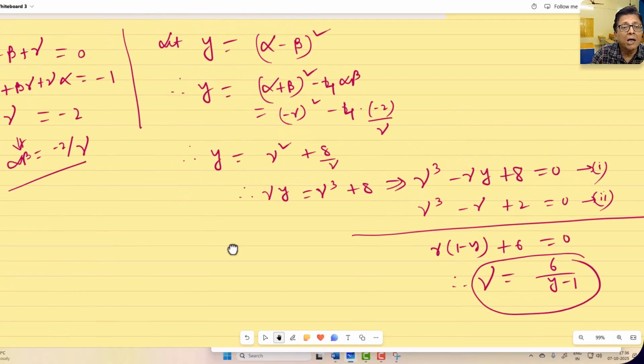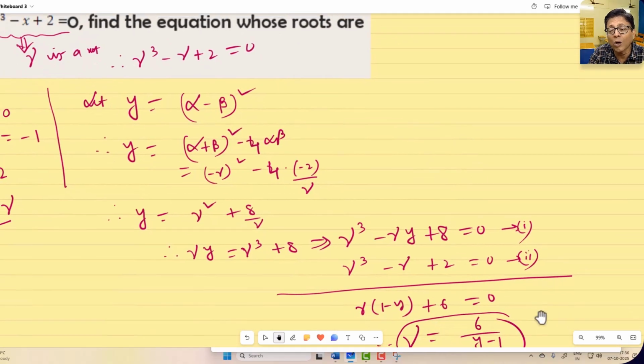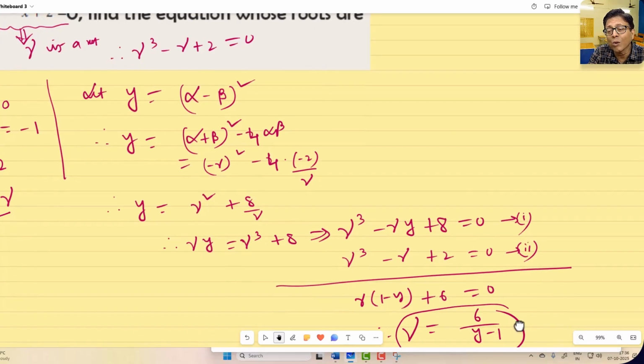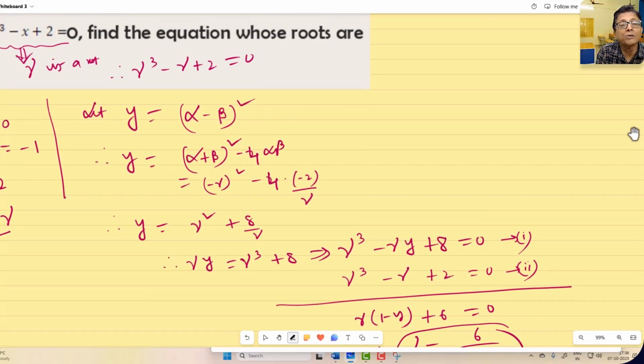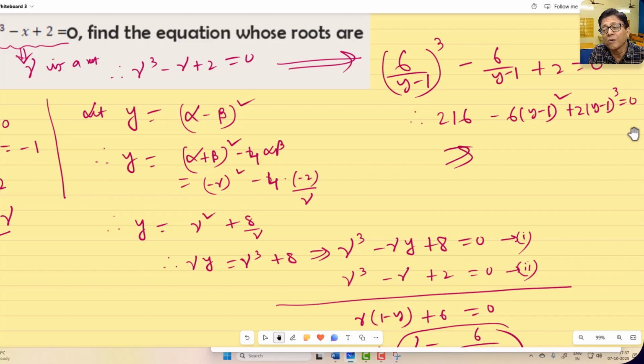Clear? Now gamma is the root of this equation, so it will satisfy that. Already I have written and got the value of gamma here, 6 by y minus 1. So substitute there. 6 by y minus 1 whole cube minus 6 by y minus 1 plus 2 equal to 0. 216 minus 6 into y minus 1 whole square. This implies you just arrange in the form of y here.